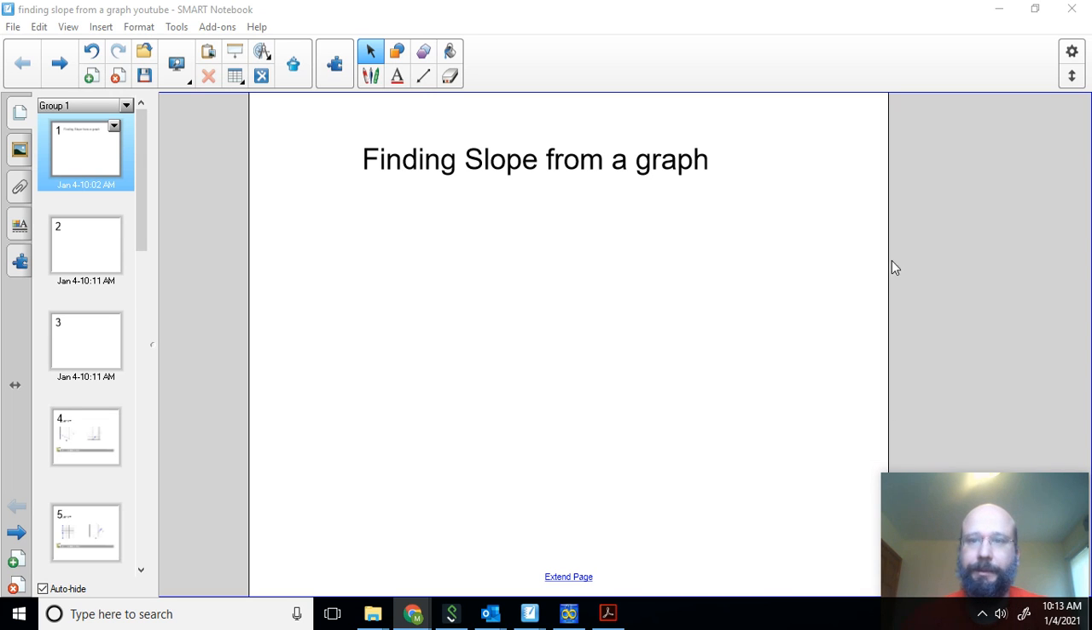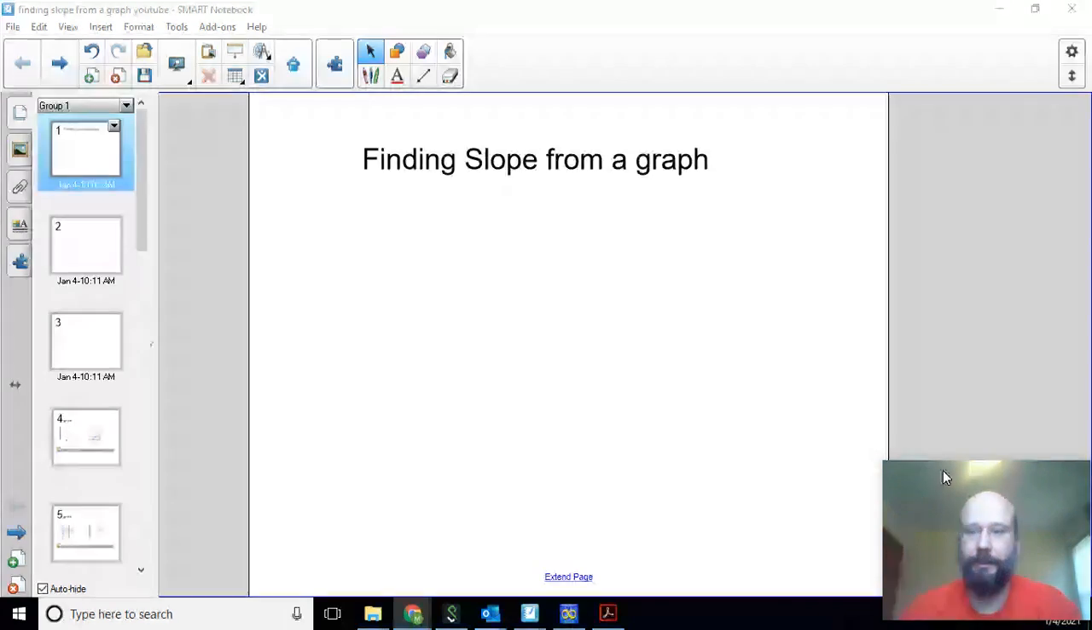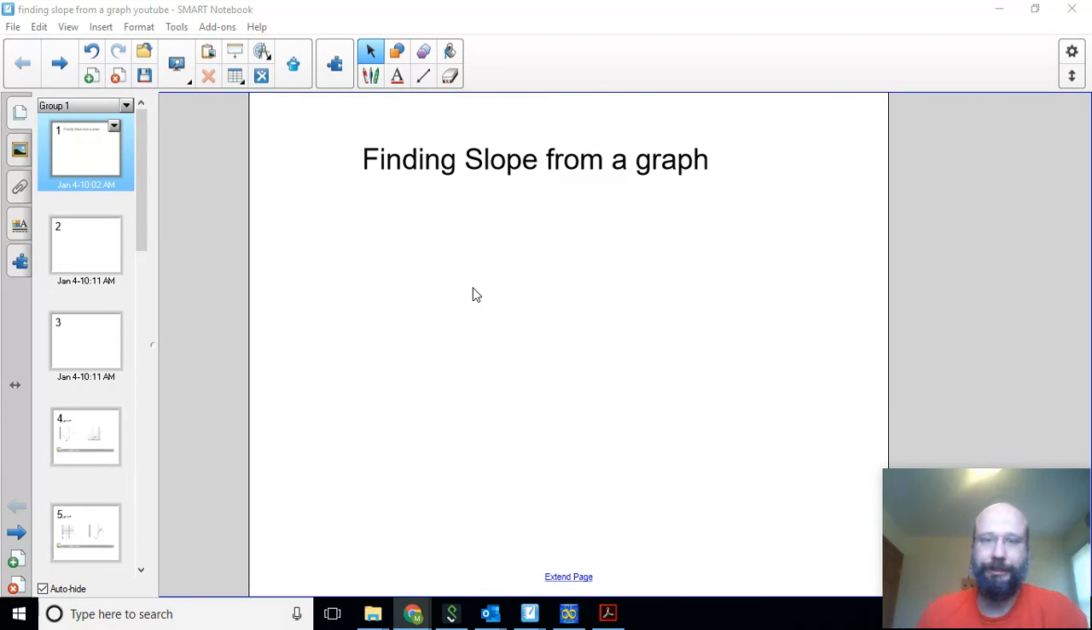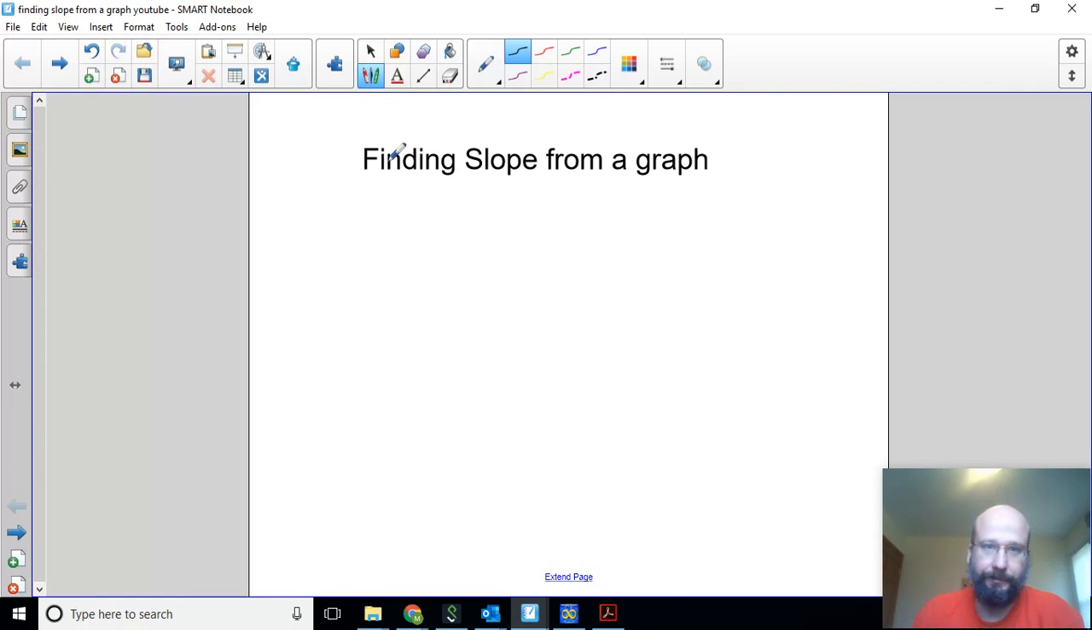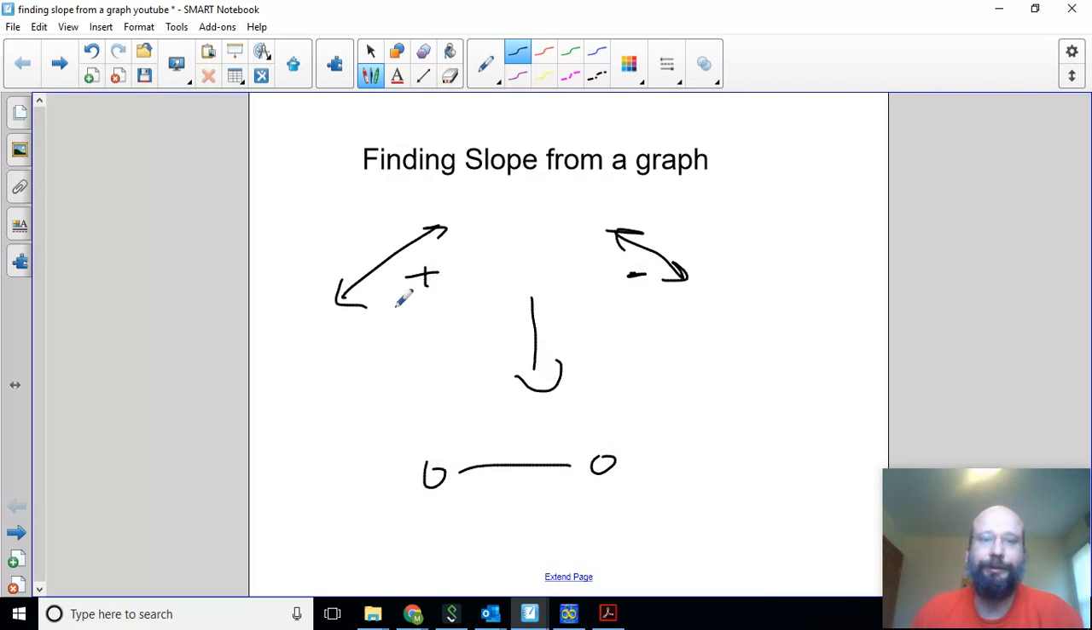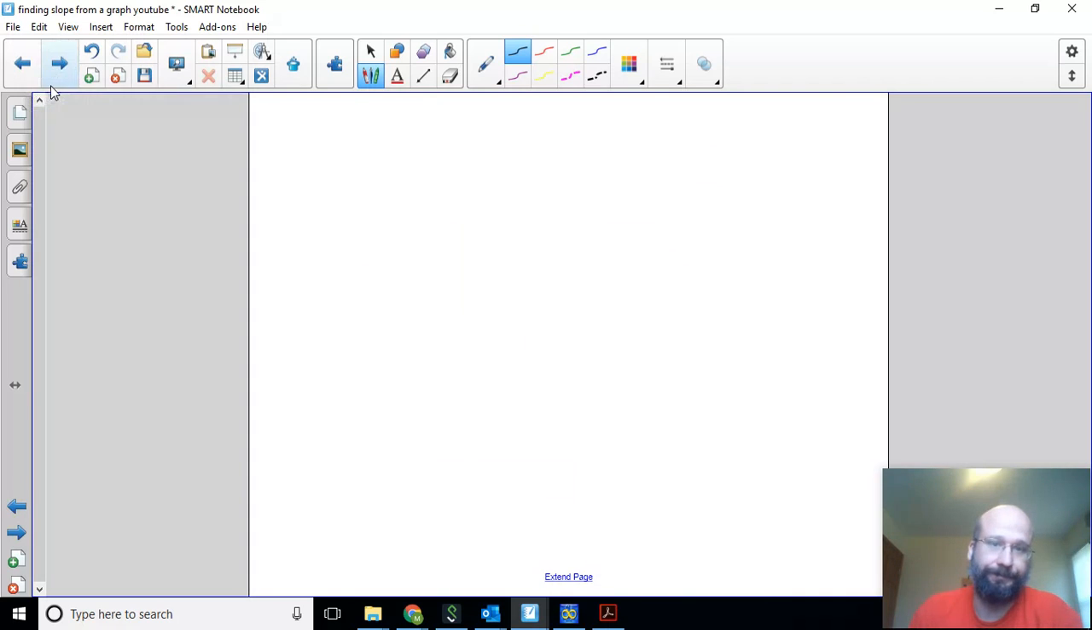Hi guys, we're going to do another one here. Finding slope from a graph. So again, this is a review since we have kind of already done it. We've talked about the graph and how this is a positive slope, this is a negative slope, undefined slope, and a zero slope. So now we're going to talk about how to find the exact slope from a graph.